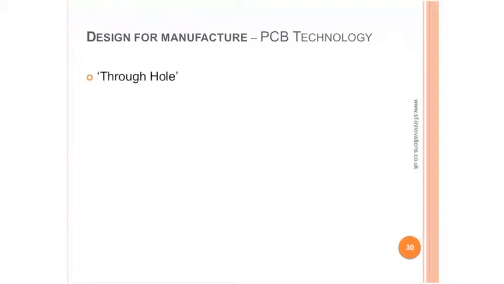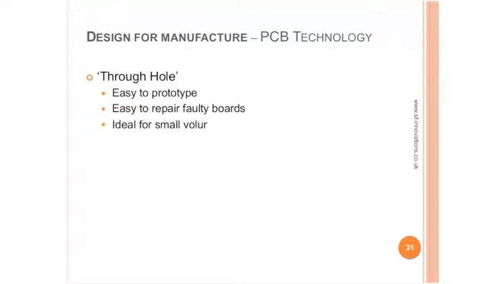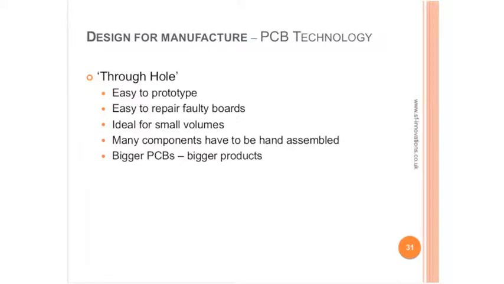On the through-hole side, easy to prototype, easy to repair faulty boards, and especially if you're exporting to less developed places where there's possibly only a soldering iron, etc. to repair boards, then through-hole may be the technology to go for. Ideal for small volumes, but not all components can be machine assembled. Hand assembly is necessary, and the PCBs can be a little bit bigger.